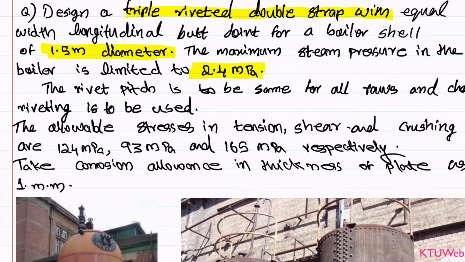And we have the other three stresses or the capacity of riveted joint that we are expected to get: 124 megapascal in tear, 93 megapascal in shear, and 165 megapascal in crushing. These are the fundamental requirements to design any kind of rivet. Okay, we can start from step 1.